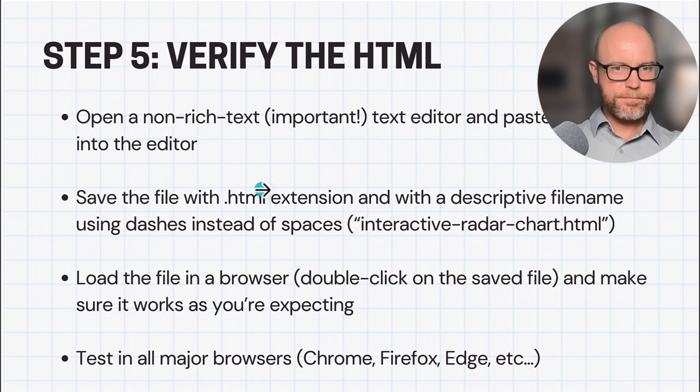So you might pick a descriptive file name, in this case, interactive-radar-chart.html. You generally don't want to put spaces in the file name. Oftentimes it's not a big deal, but sometimes you can run into issues where the space causes problems. So best to either replace that with an underscore or a dash. And then wherever you save that file, you just double click on it and load it in Chrome or Firefox or Edge or whatever browser you're using. Because the file will have a .html extension, it should load it in your browser.